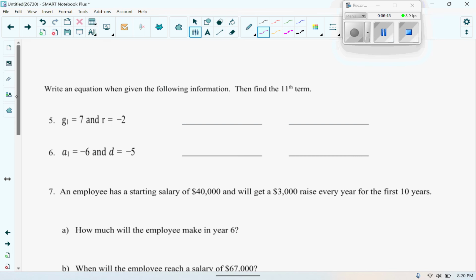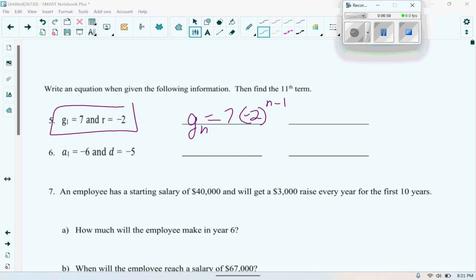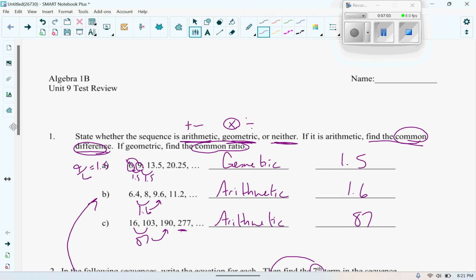Okay, so again, we're just kind of doing the same thing, except now we're given different information. So I'm going to use my reference sheet and come up with an equation here. Here's my equation. Something I want to say, let's go back here.